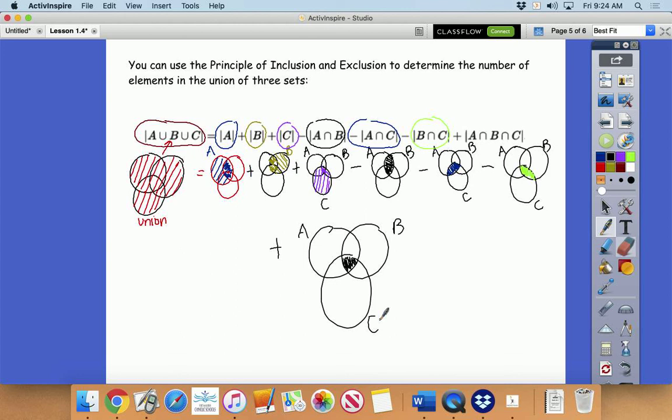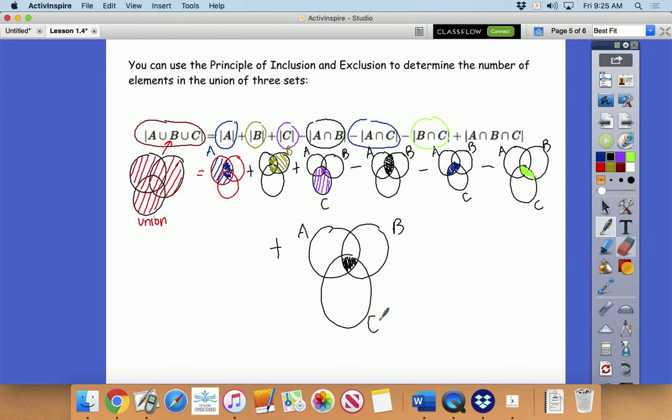So I know that's a lot, but we're going to apply that right now. So we need to remember this formula: we add all of A, all of B, all of C, subtract the overlap between AB, subtract the overlap between AC, subtract the overlap BC, and then finally add the intersection of all three. So this is the formula that we're going to use to answer our next question.